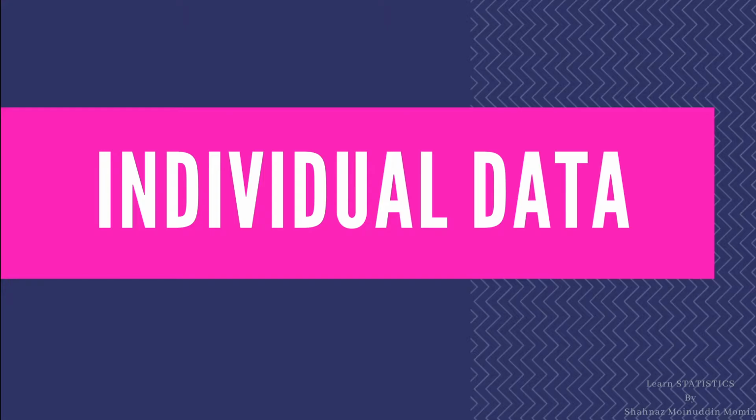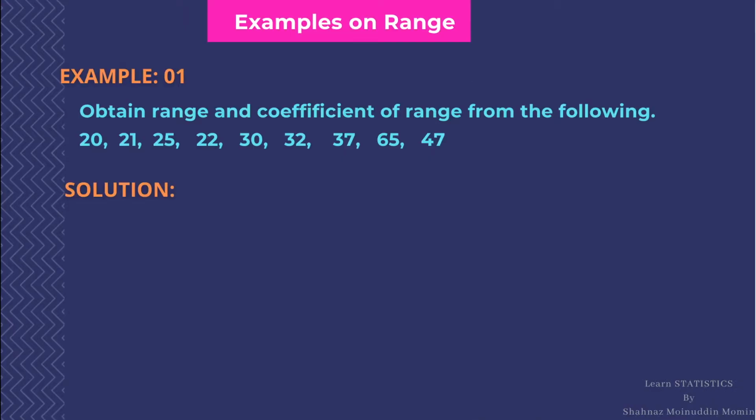In order to understand the range, we shall take an example on range based on individual data. Individual data means data which has separate values without frequency. So consider example number 1. Obtain range and coefficient of range from the following data. We are given separate numbers as 20, 21, 25 like that, and the last value is 47. From this data we have to calculate the range and its coefficient of range.